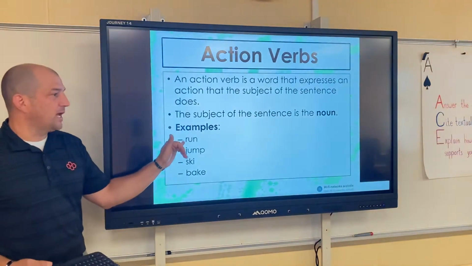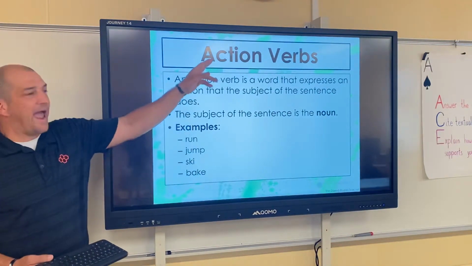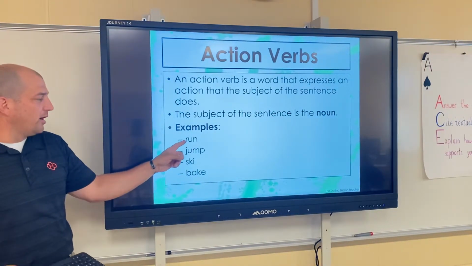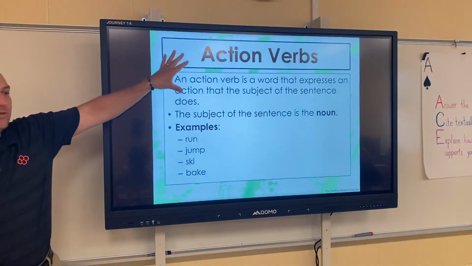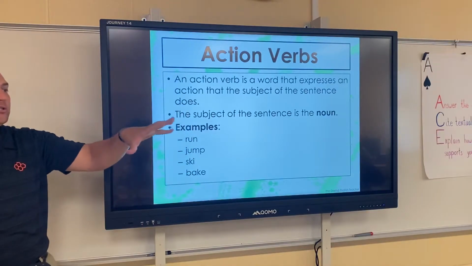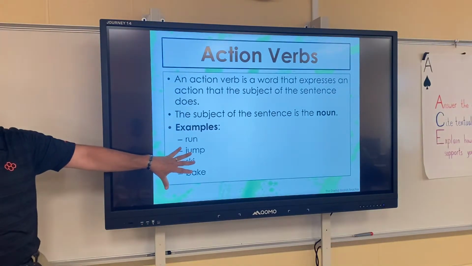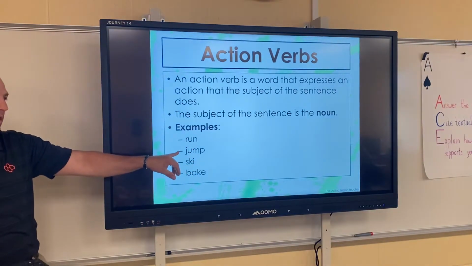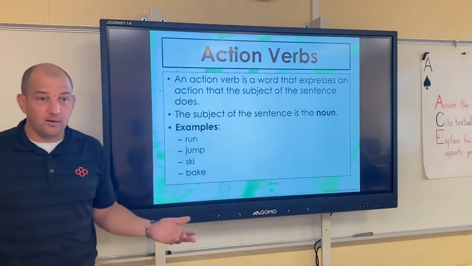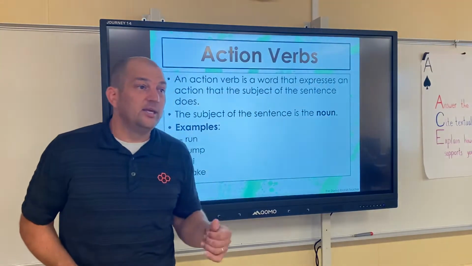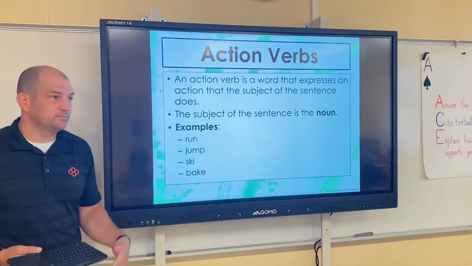Run. I would write these four examples down for an action verb. Run, jump, ski, bake. These are action verbs. These are things that every person in this room can do. You might not want to run. You might not want to jump. You might not ski. You might not bake. But you can do them. These are things that people do.